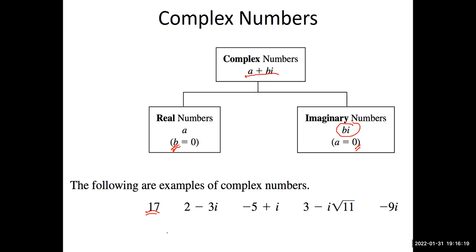Sabi dito kasi, the following are examples of complex numbers: 17, 2 minus 3i, negative 5 plus i, 3 minus i square root of 11, and negative 9i. So, yung 17, bakit ito tinawag na complex number? What were the conditions here? Di po namin alam, sir.